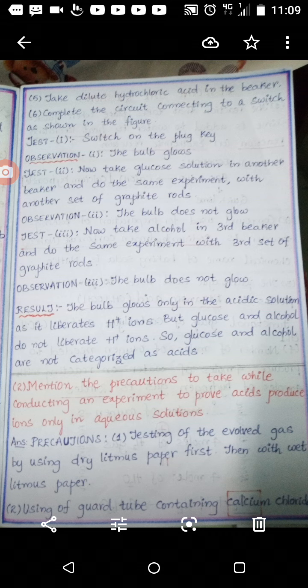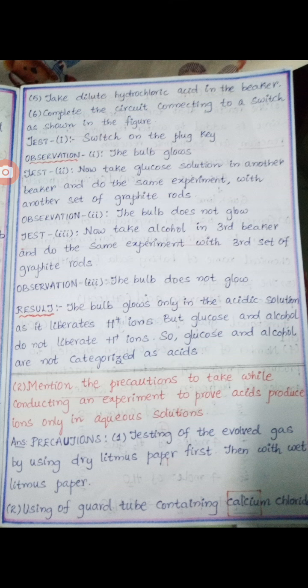Now, based on these observations, we write down the result of the experiment as: the bulb glows only in the acidic solution, that is hydrochloric acid solution, as it liberates H plus ions, but glucose and alcohol do not liberate H plus ions. So, glucose and alcohol are not categorized as acids.